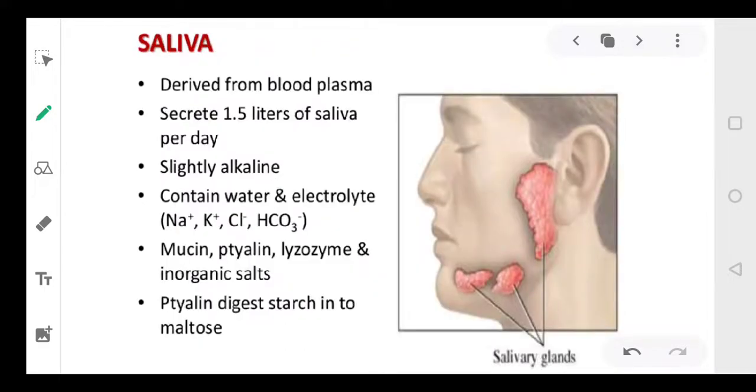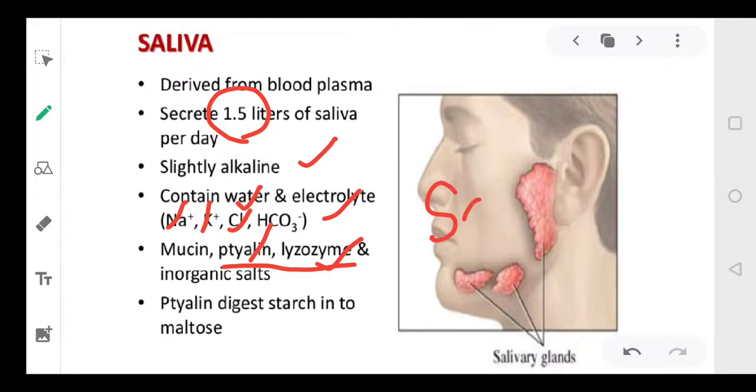Now let's see what the functions of saliva are. Approximately 1.5 liters of saliva is produced every day. It is slightly alkaline in nature. It contains water and salt components like sodium, potassium, chloride, and HCO3 minus ions. It contains 2 basic enzymes: one is ptyalin and second is lysozyme. Ptyalin is also called salivary amylase. Okay, it is also called salivary amylase.